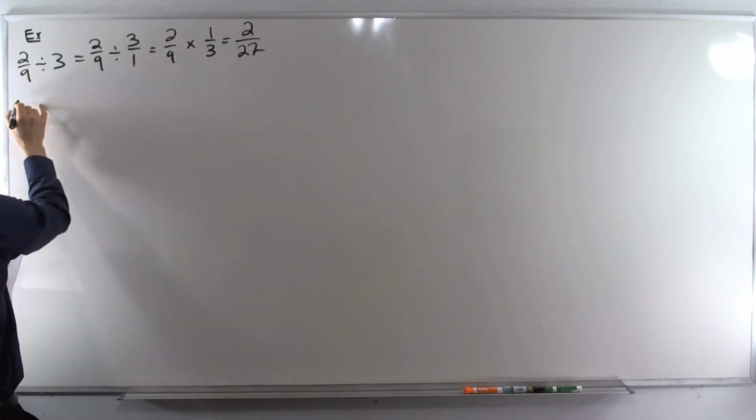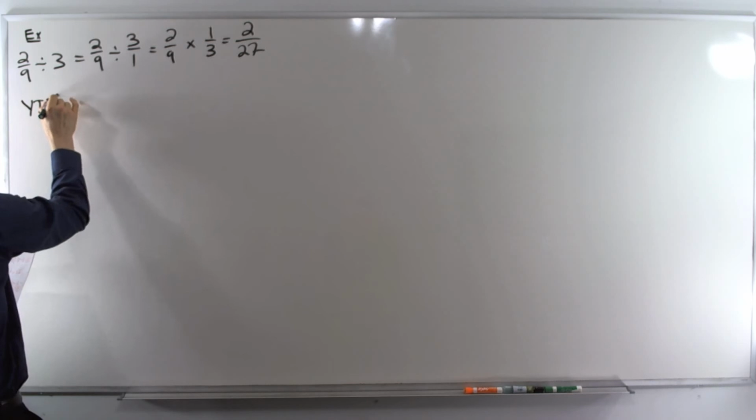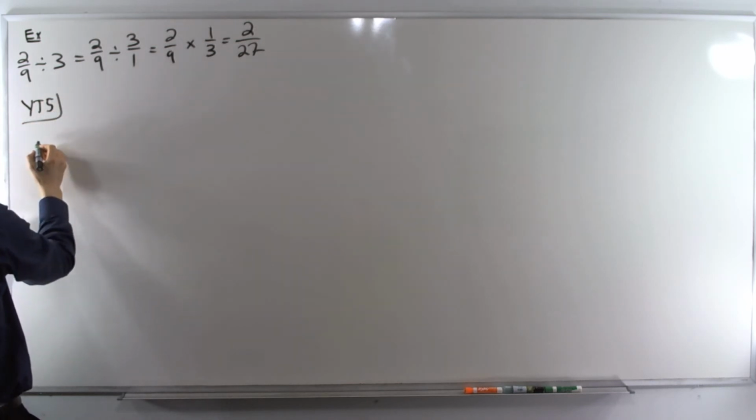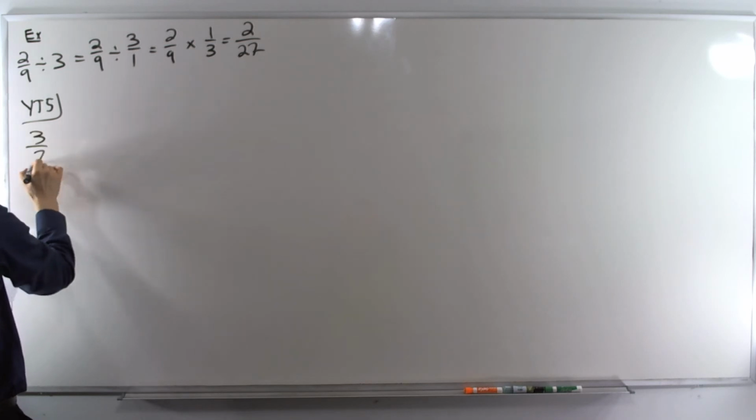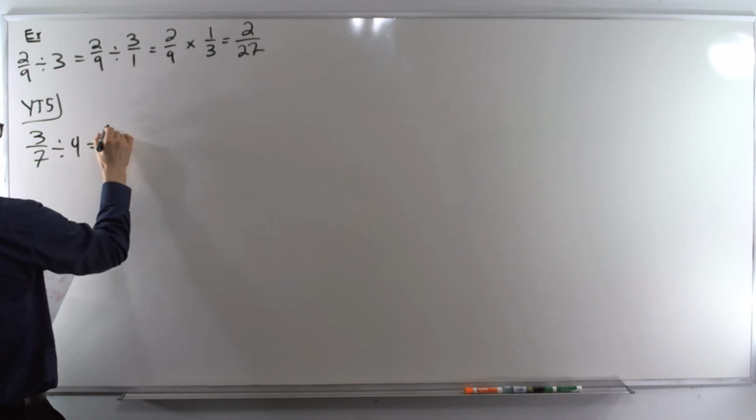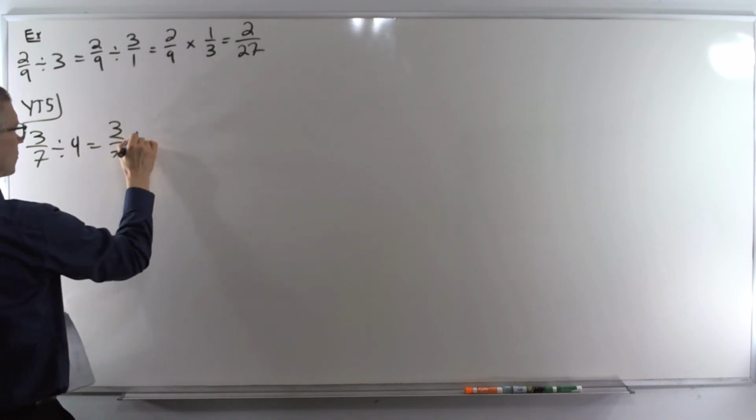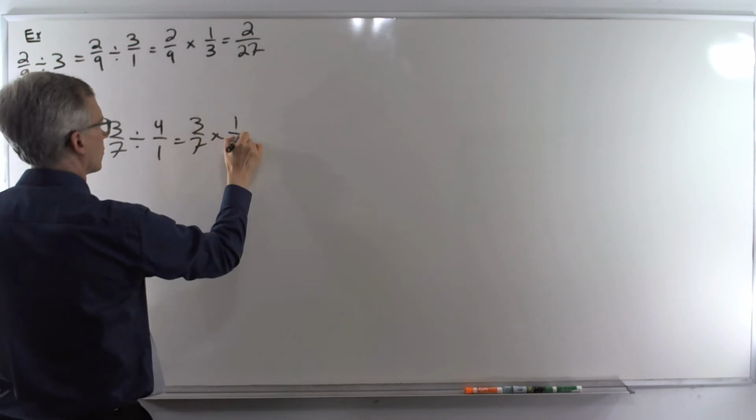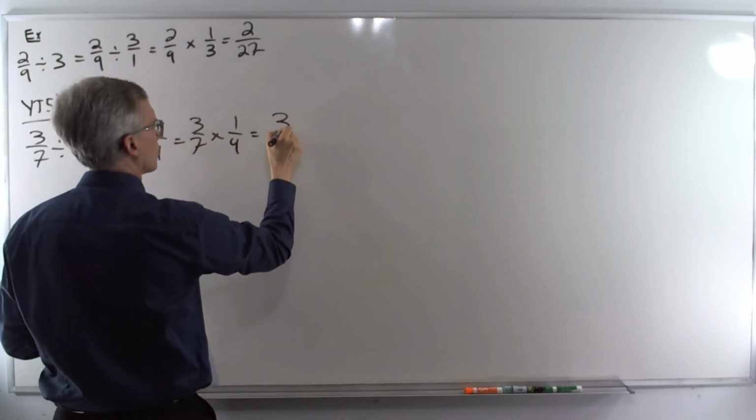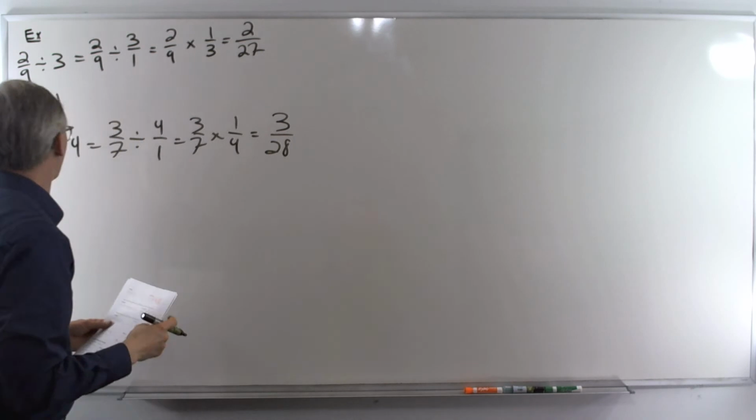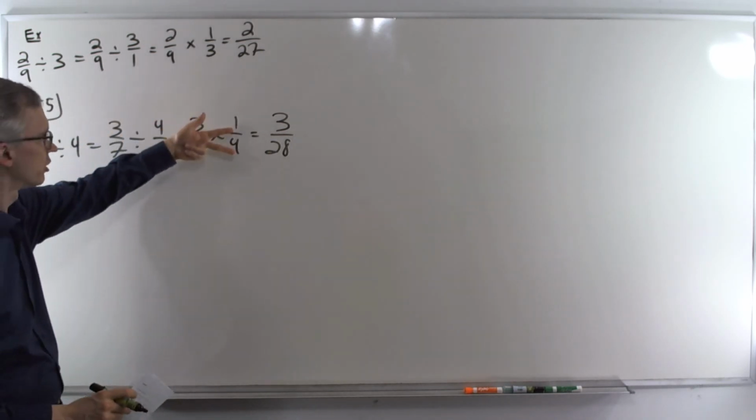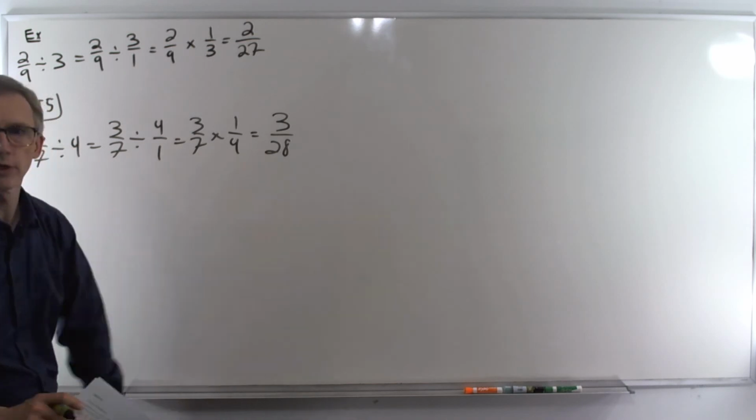Your turn number 5. All right, we get 4 is 4 over 1. Convert to multiplication, flip that fraction over, multiply straight across, and we got 3 over 28.